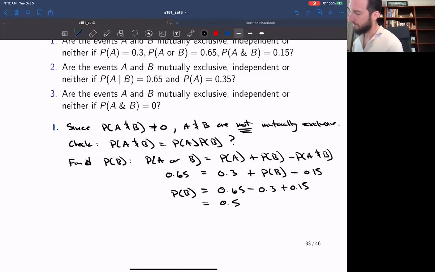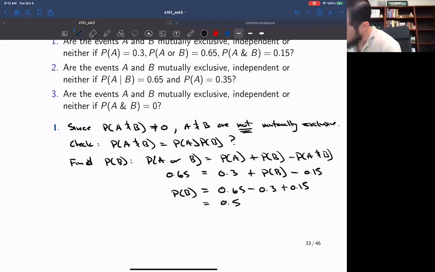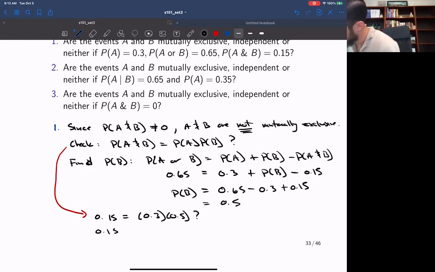Anyways, now we can go back to the checking part. So we have 0.15 is equal to 0.3 times 0.5. 0.15 does not equal 0.06, is it?